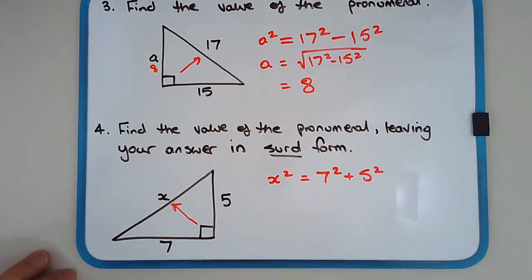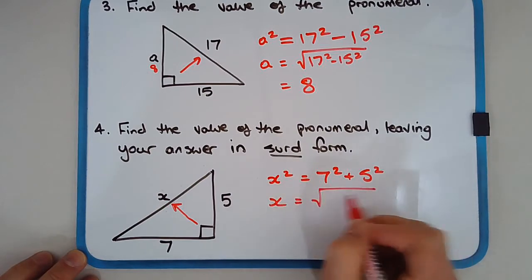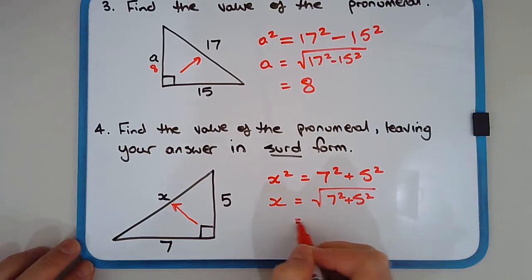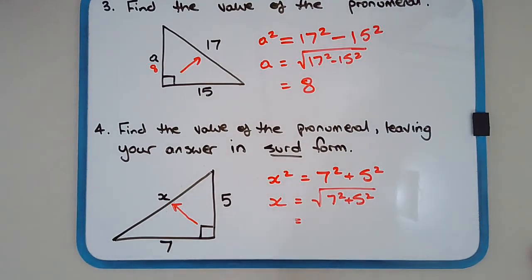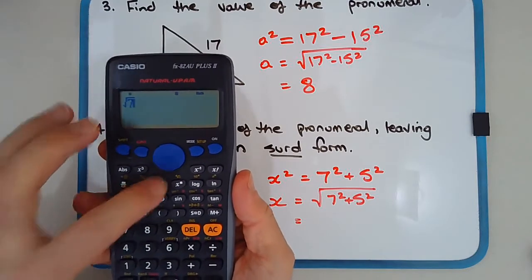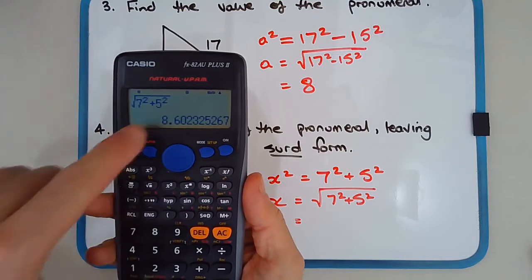Now we know that we need to take the square root in the end, so we can take the square root of 7 squared plus 5 squared and do it all in one. I think that's easy enough. So square root of 7 squared plus 5 squared, and so we get 8.6.